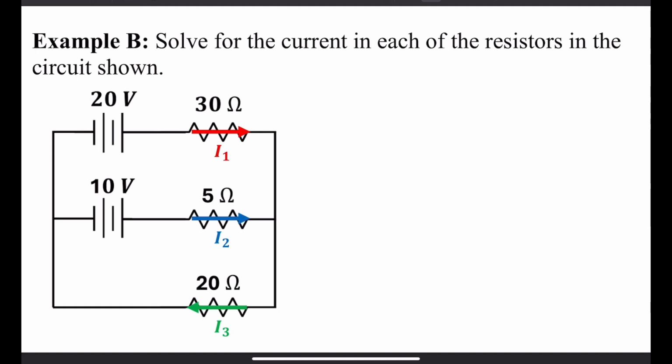So first I'll start off with a node, and that'll be right here. This node has I1 coming into it from the top, and I2 coming into it from the left. And then coming out below it is going to be I3. So current in, I1 plus I2 equals current out, I3. And that's my first equation. Rearranging gives that. Now I need to choose a loop.